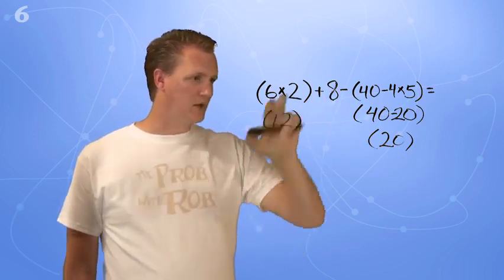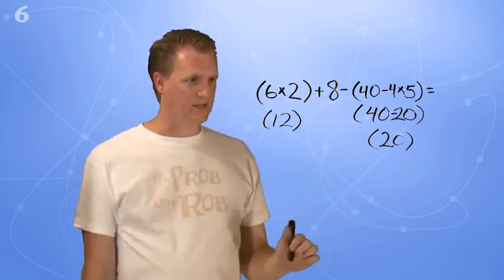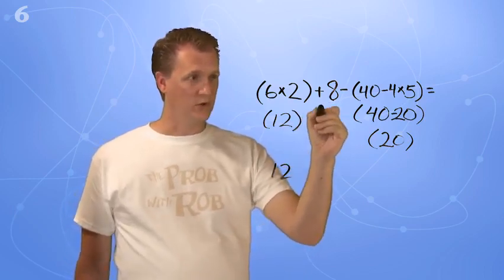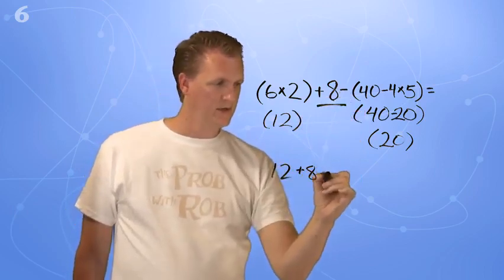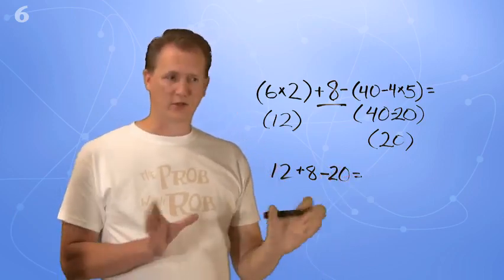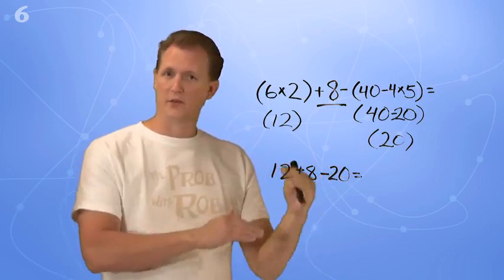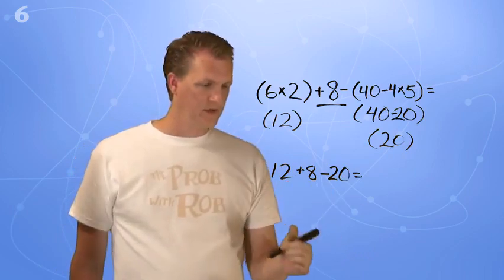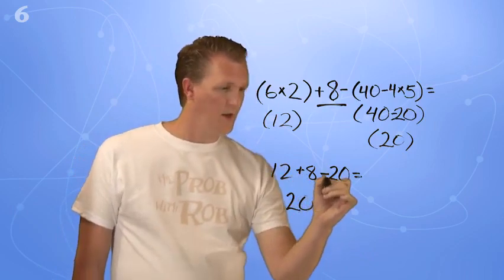So now we need to rewrite this problem so we can figure it out again. It looks kind of messy now. So we have 12 plus 8. We don't forget this guy up here. Plus 8 minus the quantity 20. Minus 20. Okay, that doesn't look so bad. But we still have two operations, addition and subtraction. Now they're in the same order of importance in our rules, so we just do them from left to right. So we have 12 plus 8, that gives us 20, minus 20.